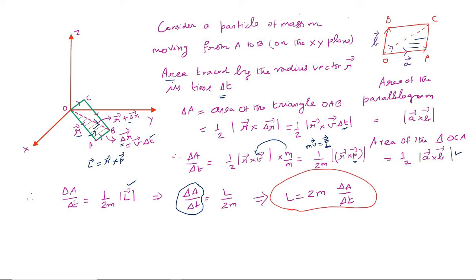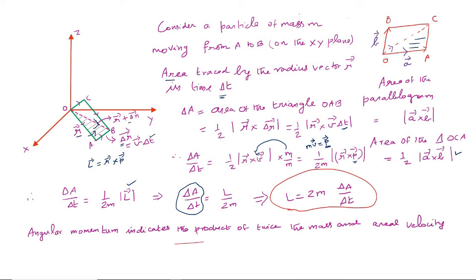So if you write it in words, angular momentum is the product of twice the mass and the areal velocity. You can also give this expression in vector form: L is equal to 2m delta A by delta t. The direction of the areal velocity will be the same as the direction of the angular momentum. Understood this? Thank you.